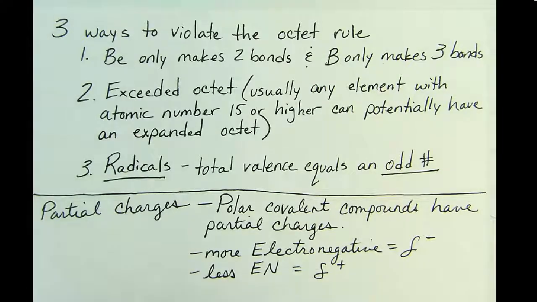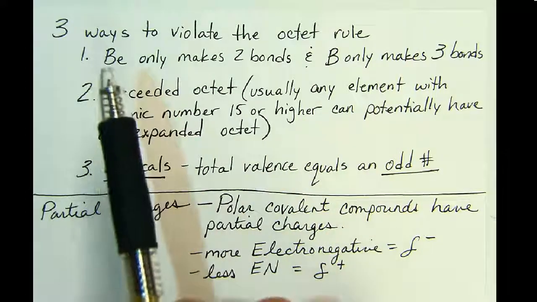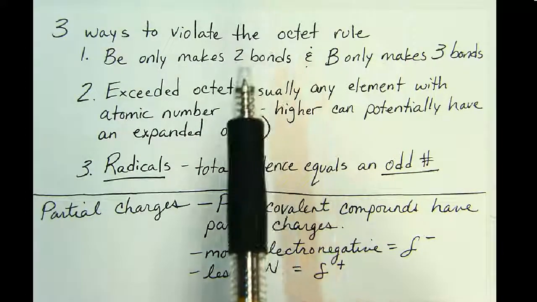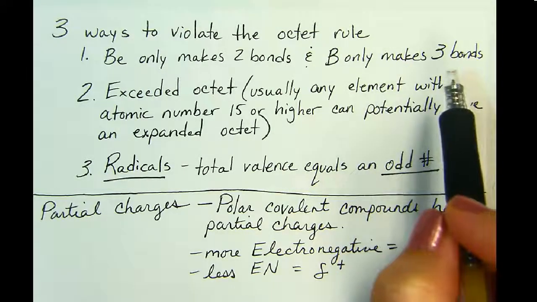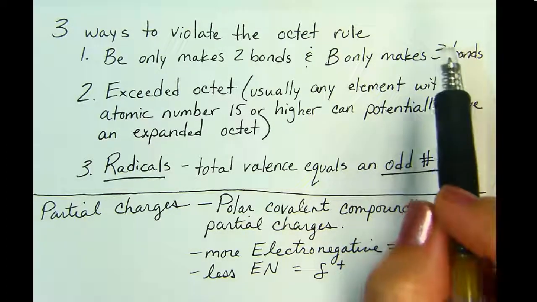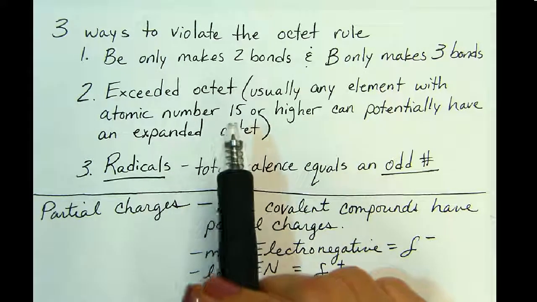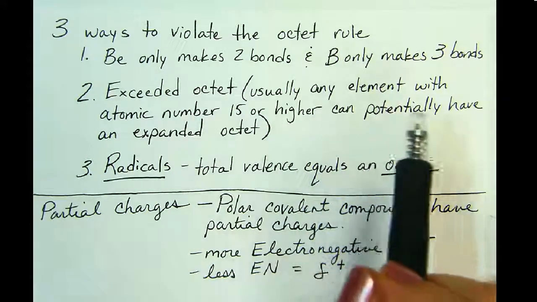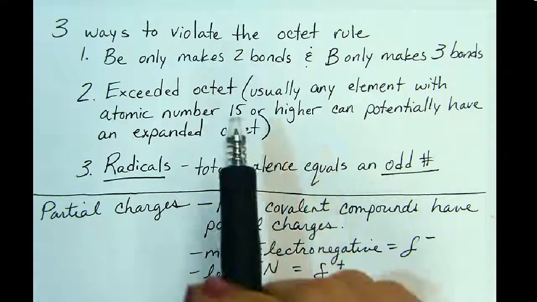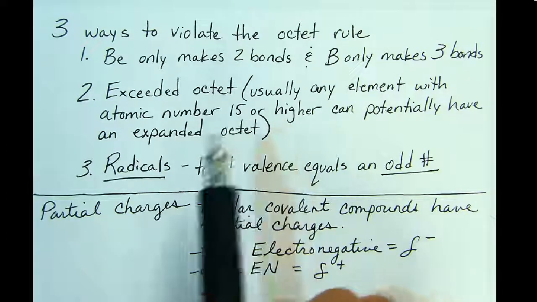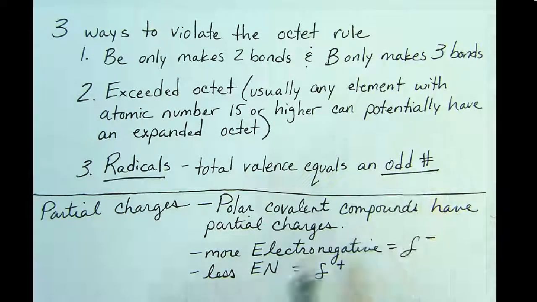Here is your note card for this section. There are 3 ways to violate the octet rule. Beryllium will only make 2 bonds and have 4 valence electrons maximum. Boron only makes 3 bonds, and so 6 electrons max. You can exceed the octet. Usually it's an element with an atomic number of 15 or higher, and they can potentially have more than an octet around them, and that's considered a violation of the octet rule. And then radicals, when you have a total valence that's equal to an odd number.